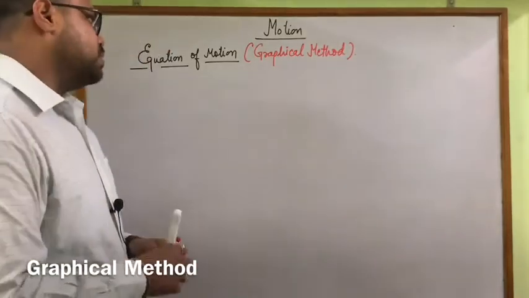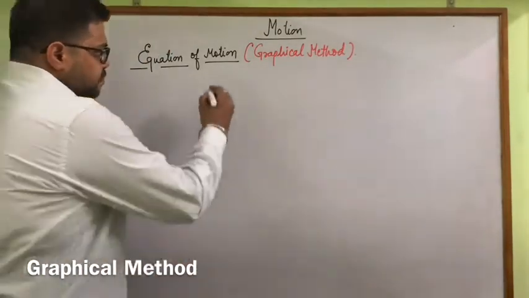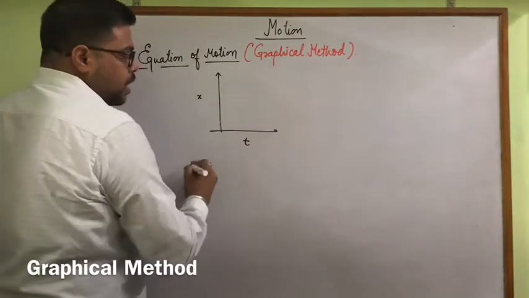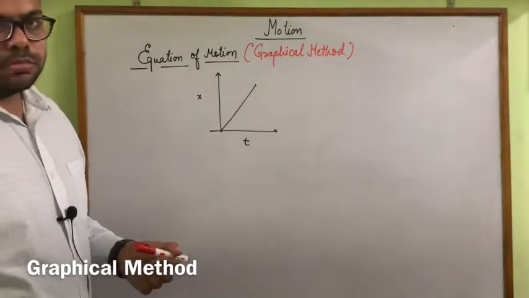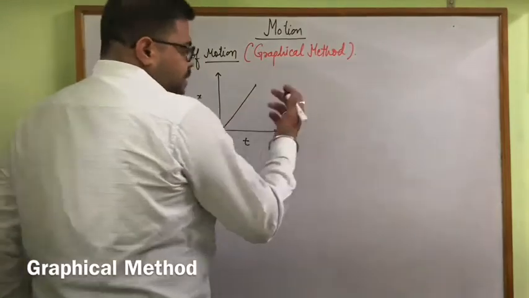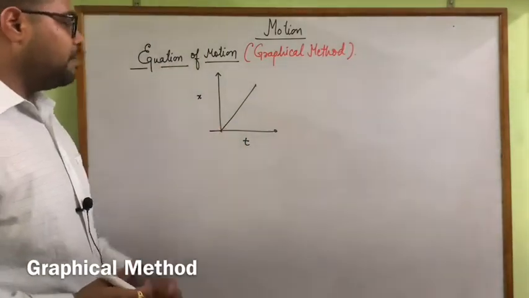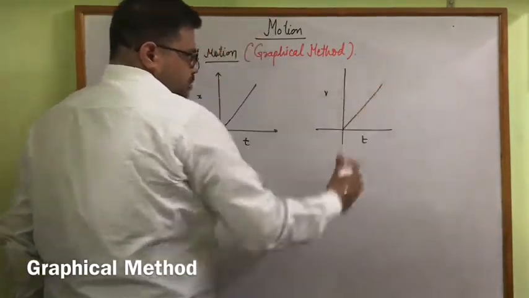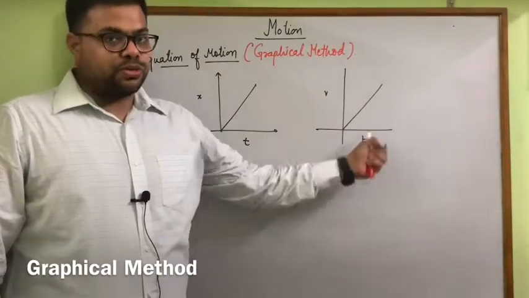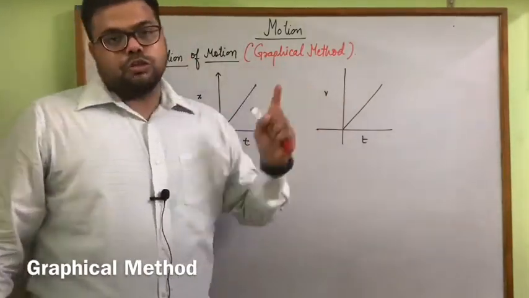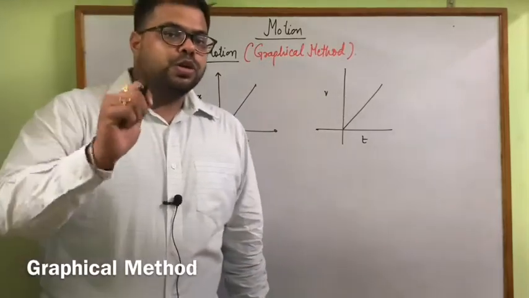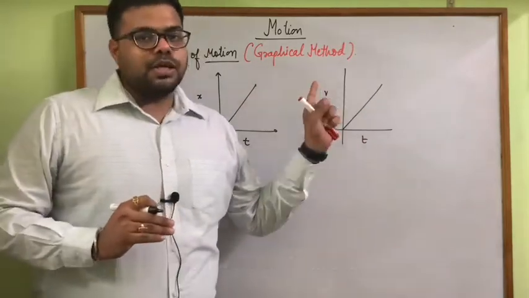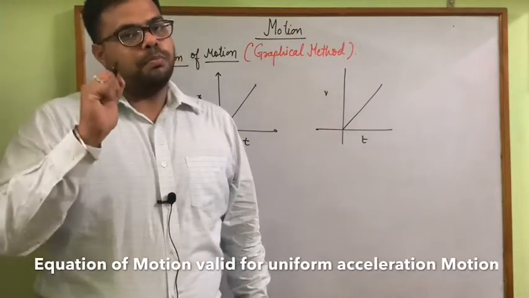We know from the previous contents that when we draw the graph between position and time, this straight line gives us velocity. Similarly for displacement and time. And when we draw the graph between velocity and time, this particular straight line gives us uniform acceleration. And all these equations of motion are valid only for uniform acceleration. Only when the particle performs uniform acceleration can we use these equations. This is a very, very important line.